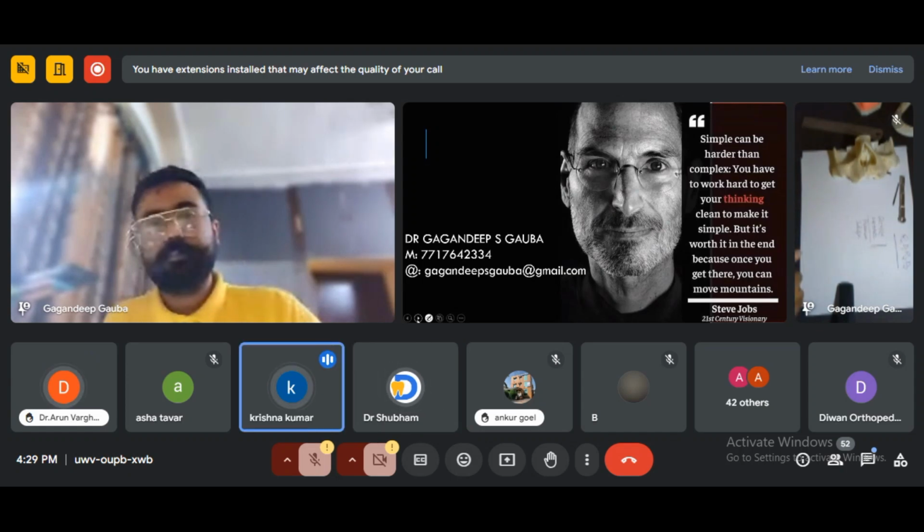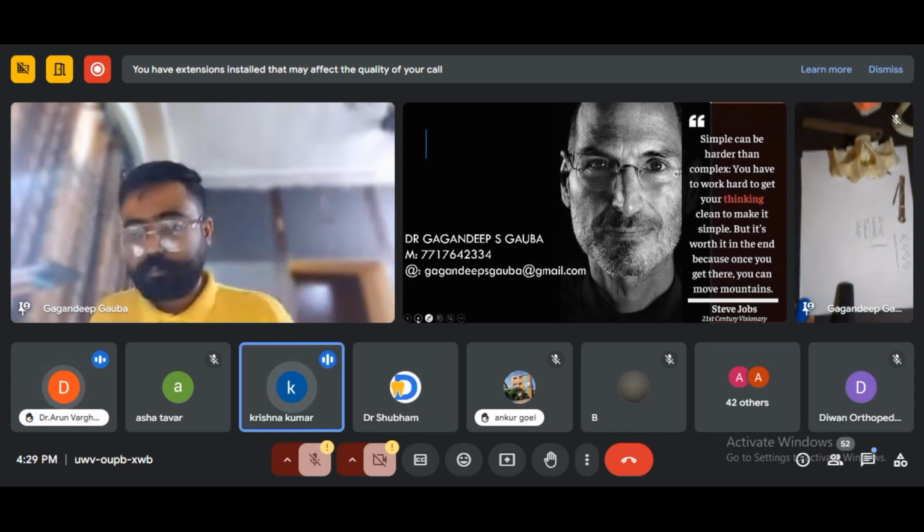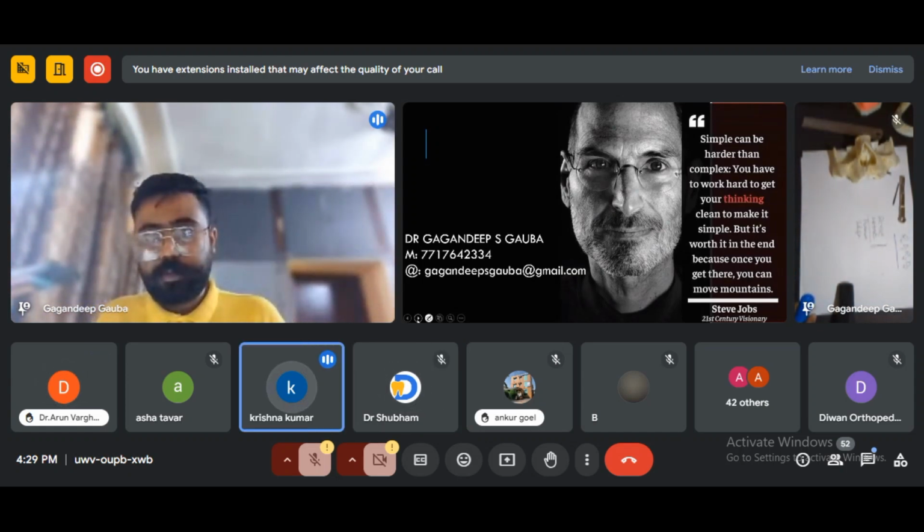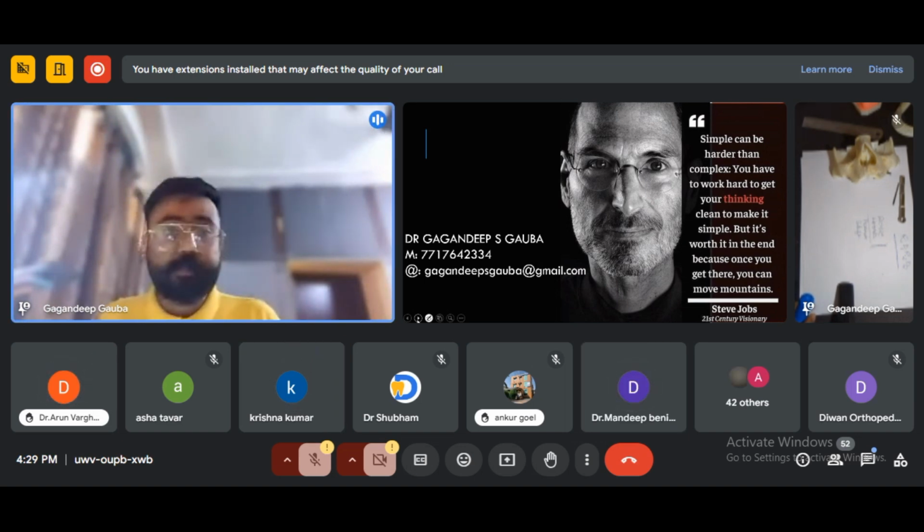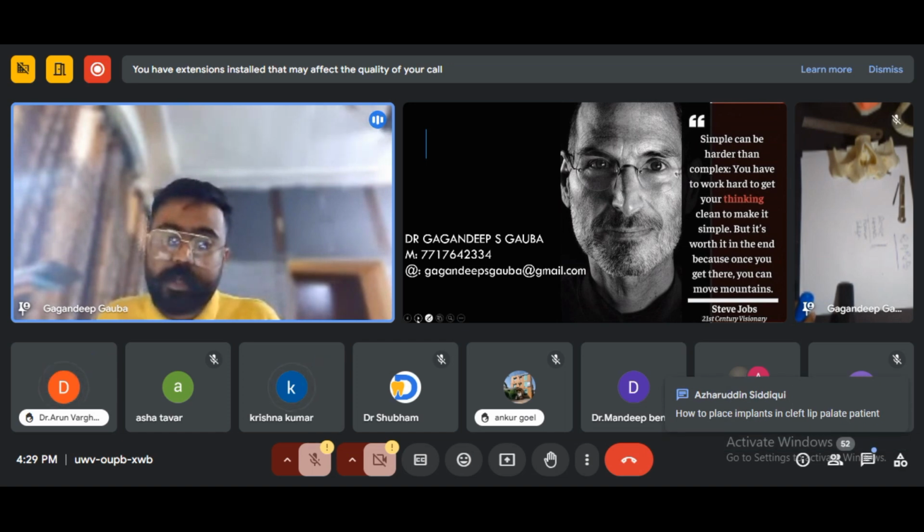Sir, can we bend the implant in the premolar region? Bending can always be done when using basal implants. That's the beauty of the implant. The bending can always be done.